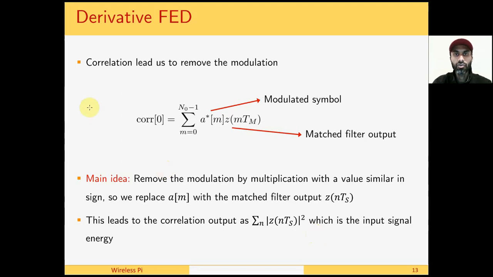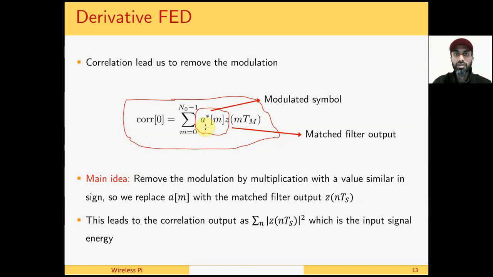Next, we come to another feedback solution, which is the derivative frequency error detector. Let us recall that the correlation always leads us to removing the effect of the modulated symbols. We have discussed this before in the context of carrier phase synchronization and in the discussion on phase-based frequency error detector. Now, the problem here is that we do not know AM.